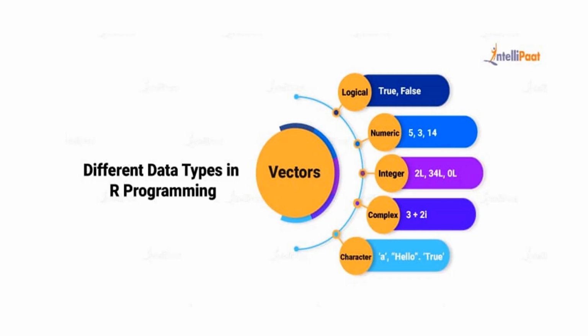The very first one is the logical data type. It takes only two values, that is TRUE and FALSE, or it may take T or F, yes or no, or 1 or 0. So 1 means true and 0 means false. The second data type is numeric. The numeric data type may take integer values, with or without fractional parts, for example 5, 3, 14. These are the different numeric data types.